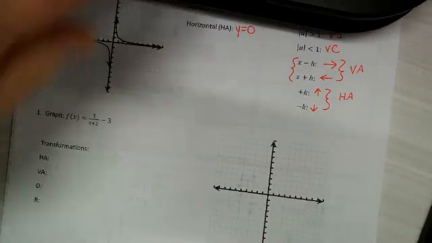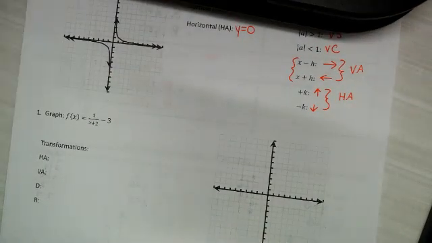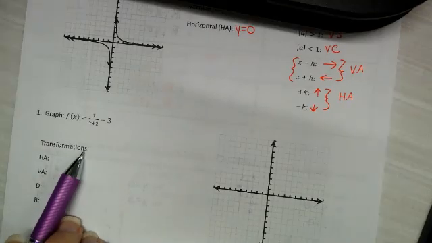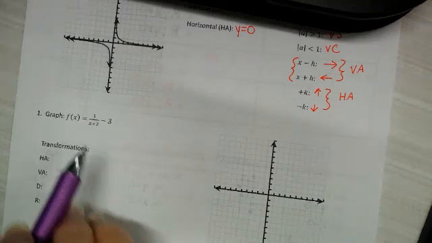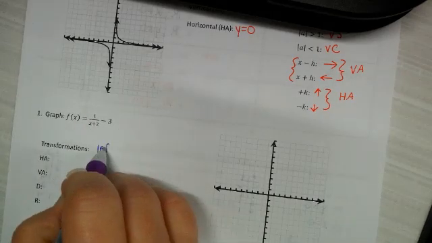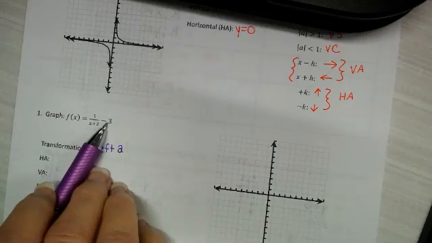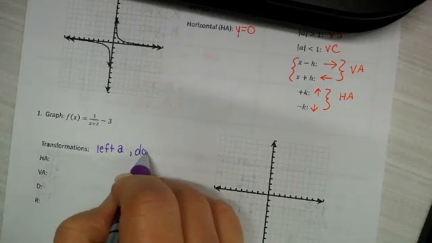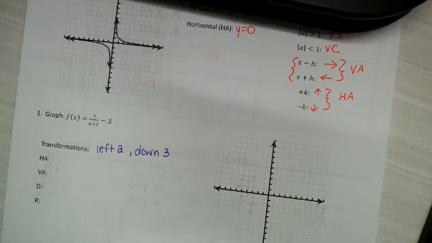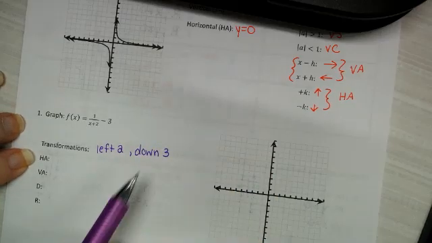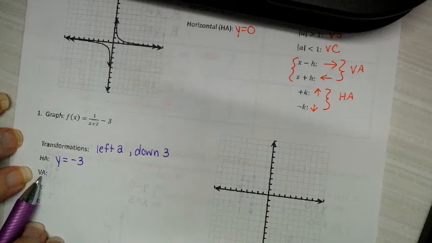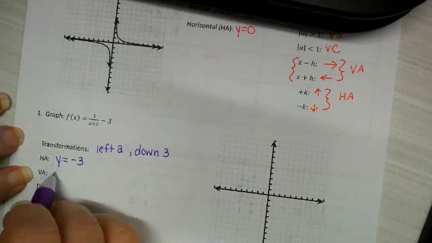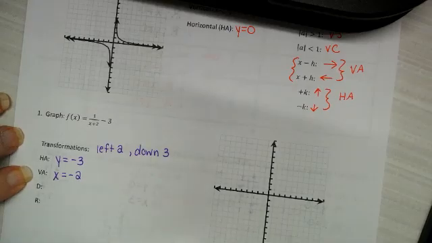All right, let's try this. We've already done a little bit of this in our last lesson, but let's continue. Transformations. I don't see a reflection, but I do see an x plus 2. That must mean it's going to the left 2 spaces, and this minus 3 means it's going down 3 spaces. So my horizontal asymptote, which used to be at 0, has now moved down 3 spaces, so y equals negative 3. My vertical, which used to be 0, has moved to the left 2 spaces, so it's at x equals negative 2.